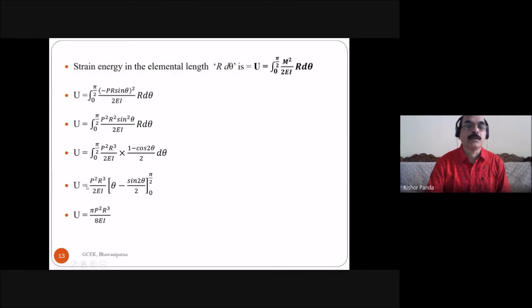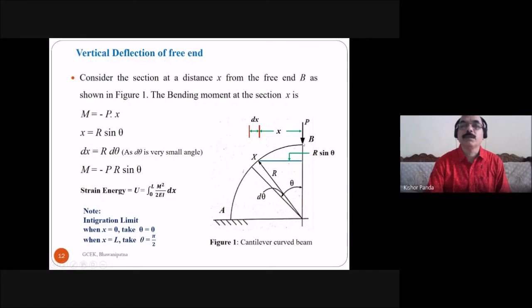Then after integration of this one, U is equal to P square R cube by 2EI, and this is theta minus sin 2 theta by 2, from 0 to pi by 2. This is the limit. Then after putting this limit, you will get the total strain energy, pi P square R cube by 8EI. This strain energy is only due to the vertical load acting at B. Then you have to find out what is the vertical deflection at B.